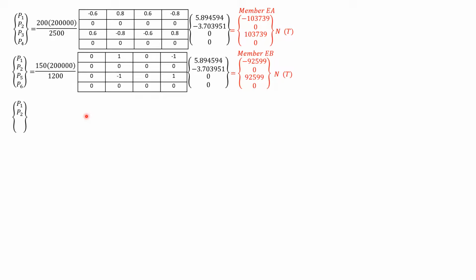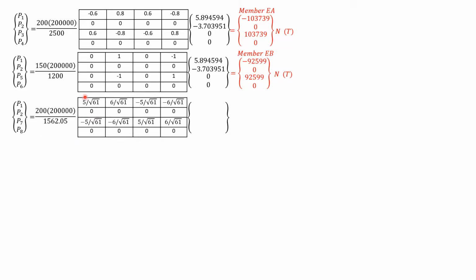Next, member 3, P1, P2, P5, P6. And area 200,000 over its length. Then cosine, sine, negative of cosine, negative of sine, 0, 0, 0, and simplify. That's just like what we did in the upper part. Then you'll get negative 23,768. So member 3 or member EC is in compression because that's negative.